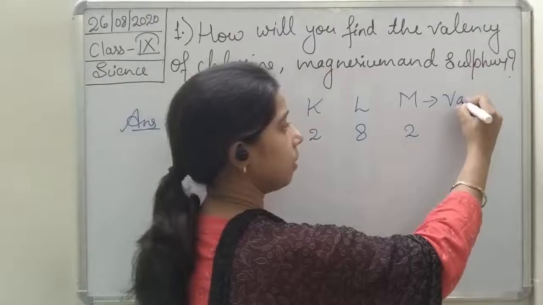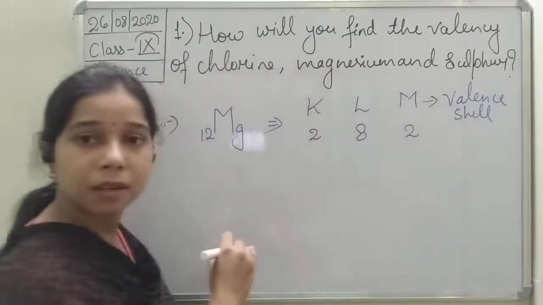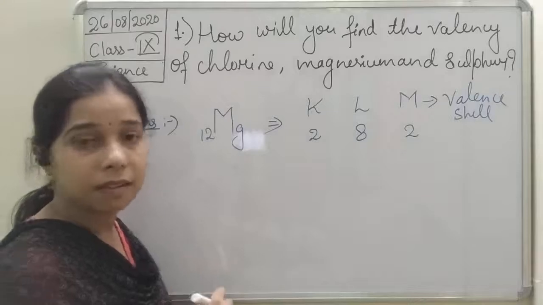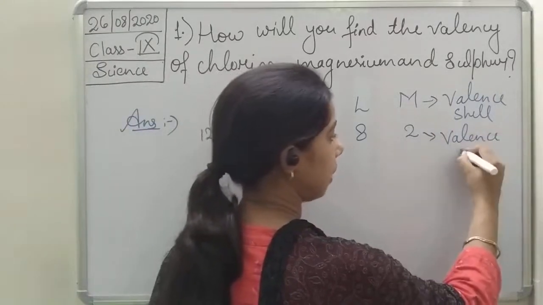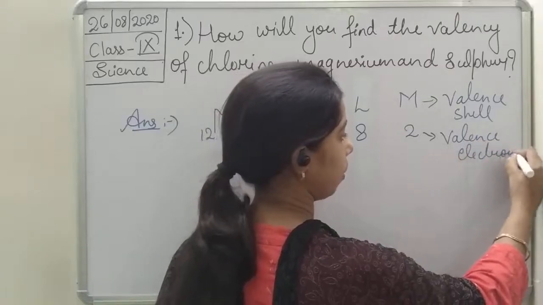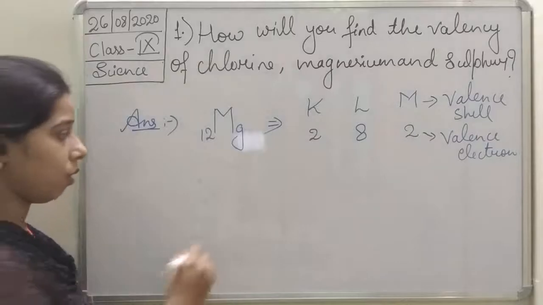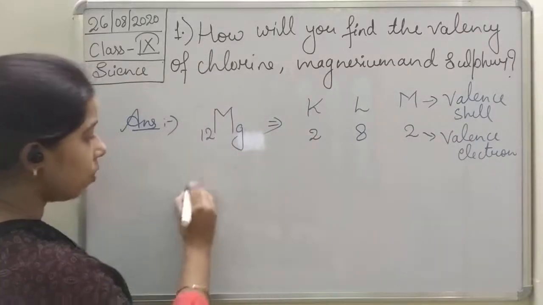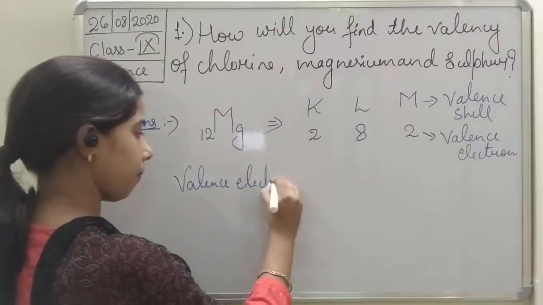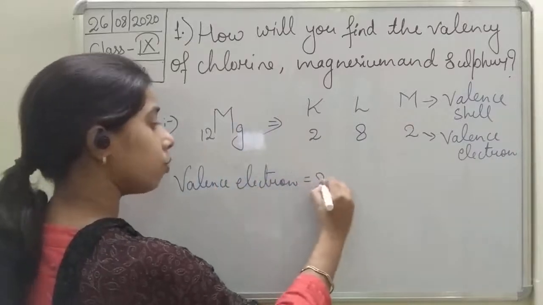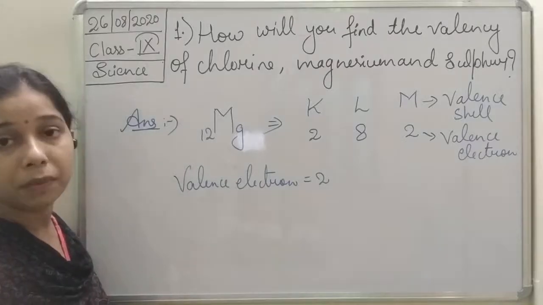So we will say that it is the outermost shell or valence shell. So we will write here, this one is the valence shell. So if this one is a valence shell, here it will be the valence electron. Okay, valence shell or valence electron. Now you see here, student, this is 2. So valence electron is equal to 2.